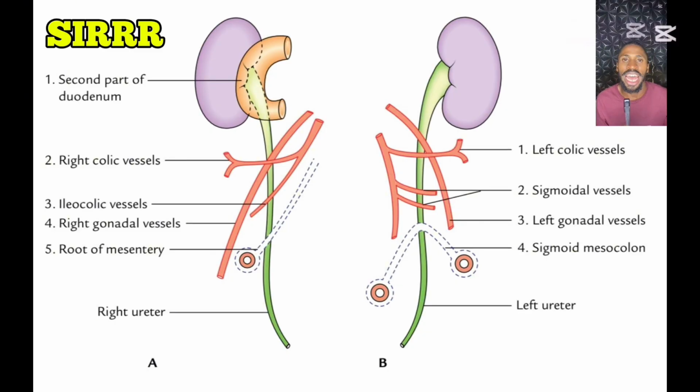Don't forget, SIRRR. S for second part of the duodenum. I for ileocolic vessel. The first R for the root of the mesentery. The second R is for the right testicular or ovarian vessel. The last R is for the right colic vessel.